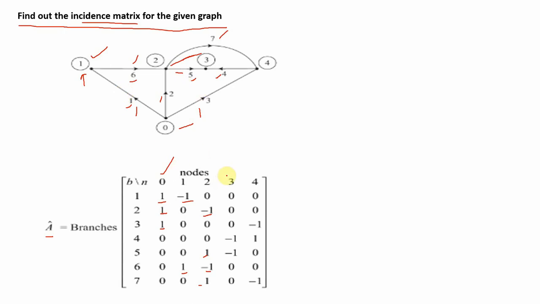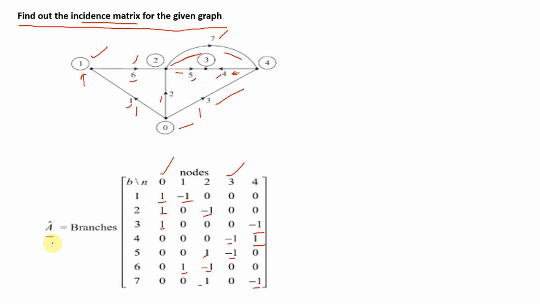Similar concept we are applying for node number 3. Here 4 and 5 are incoming, right? So 4 and 5 are minus 1. Now node number 4. For node number 4, 3 and 7 are incoming, so 3 is minus 1, 7 is minus 1. And this branch number 4 is outgoing, so that's why it is positive 1. This is all about your incidence matrix, that is called the branch node incidence matrix.